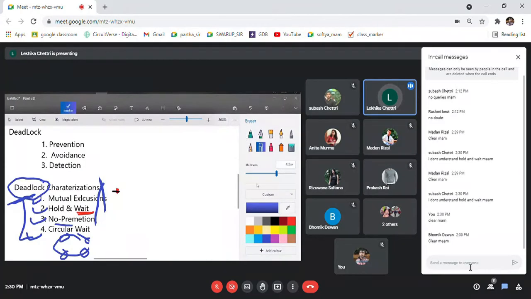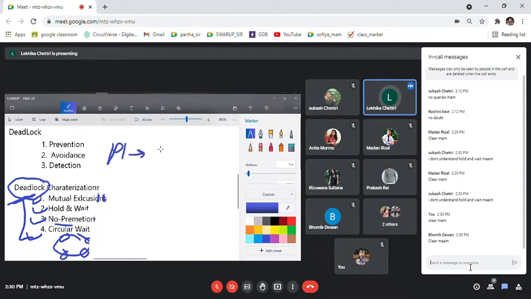Let us go with the English meaning of hold and wait first. What is the meaning of hold in English? In English, hold means किसी चीज को अपने पास रखना, to hold it, and not letting go of it. अपने पास रखना, इसको जाने मत देना, is hold. Wait means इंतजार करना.